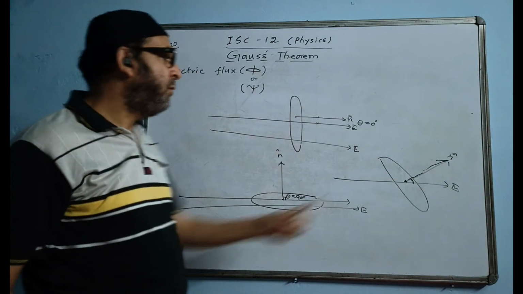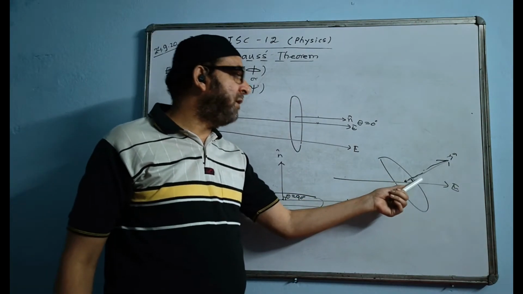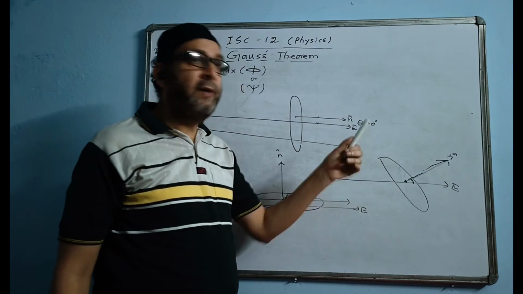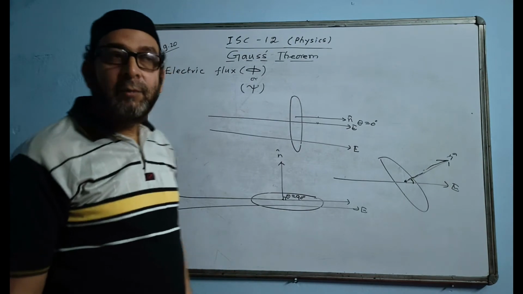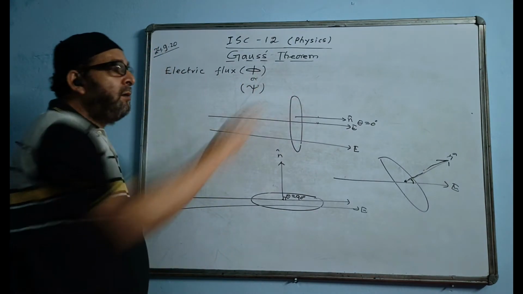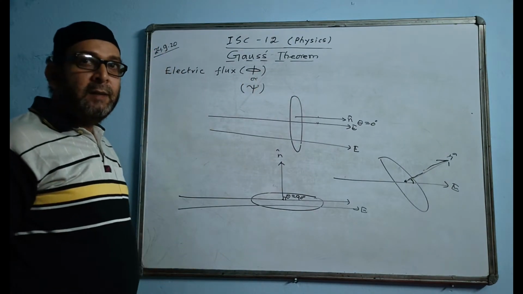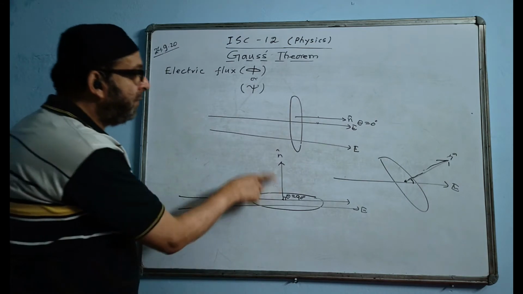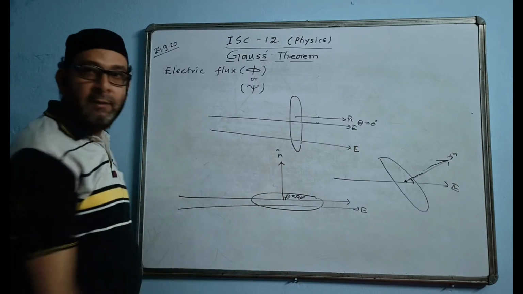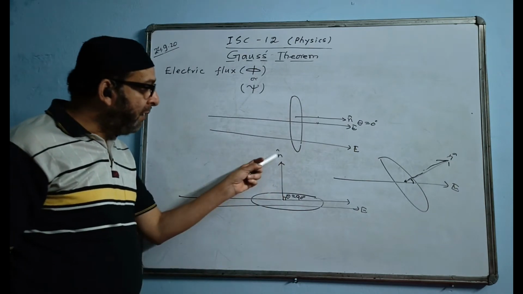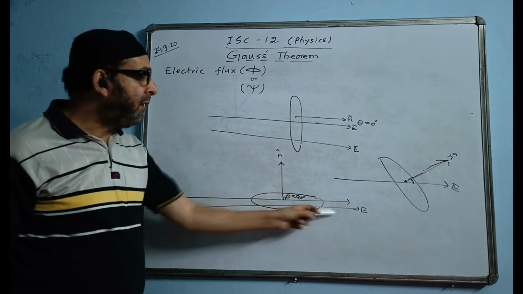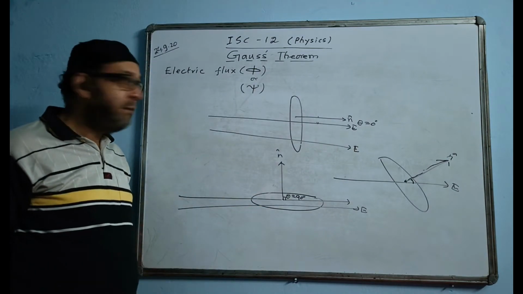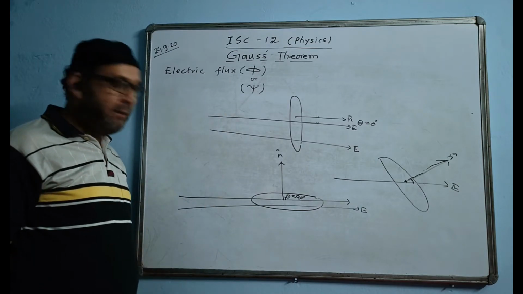This angle value may be 30 degree, maybe 60 degree, maybe 45 degree. That angle we will be taking as the value of theta. And then we will be using the formula phi is equal to EA cos theta. How do we take the area vector and the angle? The area vector is taken by drawing a normal to the surface, n cap. Whatever is the angle between n cap and E, that angle will be taken as the value of theta. And then we calculate the value of phi.